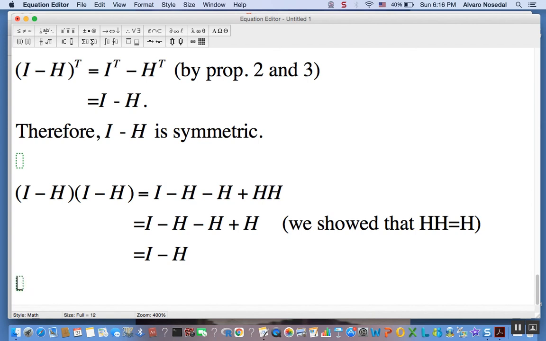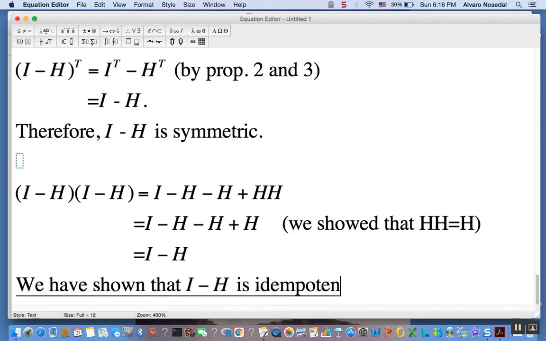Let me just say that we have shown that I minus H is idempotent. Okay? Okay, so let's summarize what we did in this video. So we showed two very important properties for the hat matrix, for the matrix H. That H is symmetric, meaning H transpose equals H, and that H is idempotent, meaning H times H equals H. And we showed the same properties for the matrix I minus H, which is also going to be very important in regression analysis, as we will see in the near future.